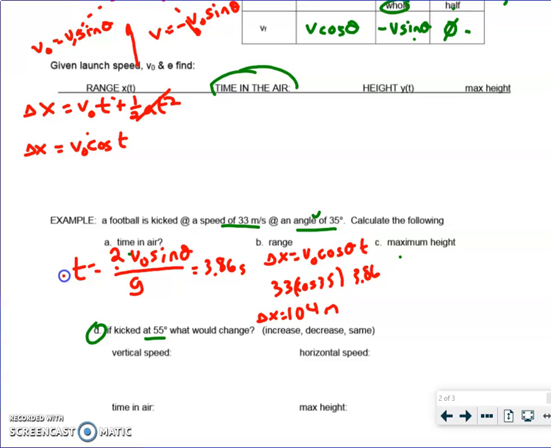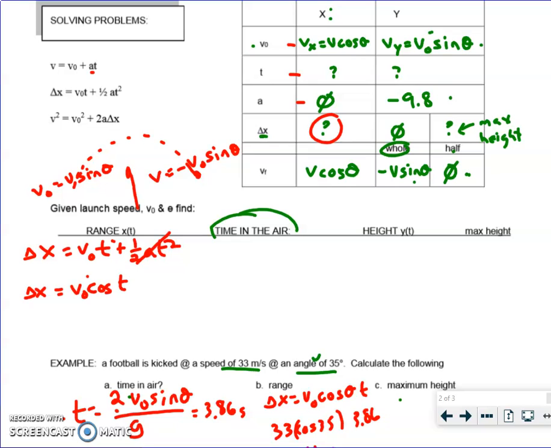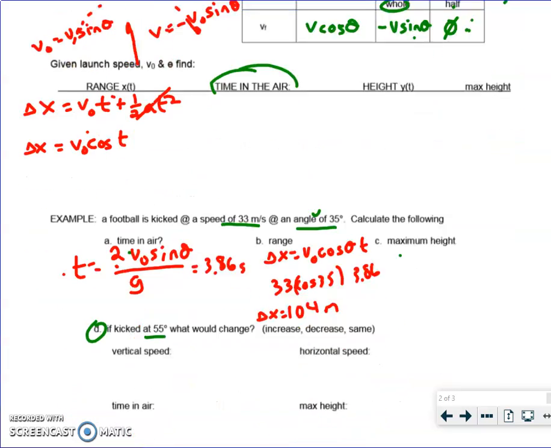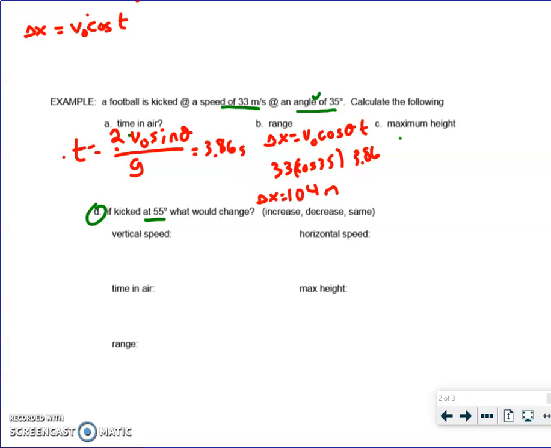Now the maximum height. So maximum height is a y. That's right here. What we're looking for, what do we know? Well, here's the important thing. We have the time, right? That's 3.86, but let's say we didn't know the time. We know the initial speed, we know the acceleration, and we know the final speed at the top is 0. So we can use that information again and use the equation.